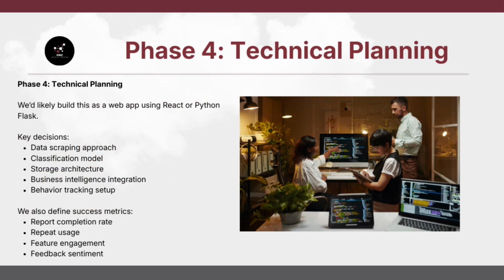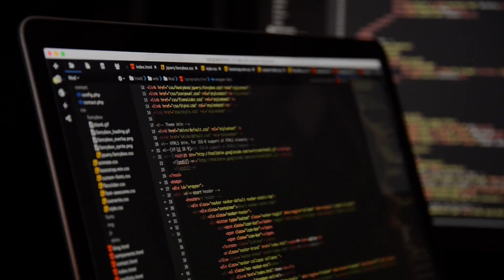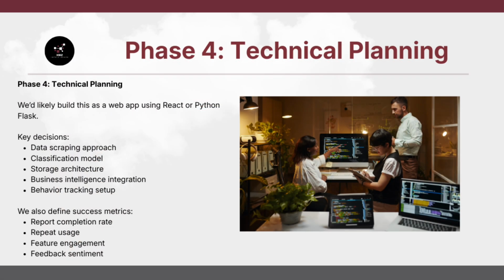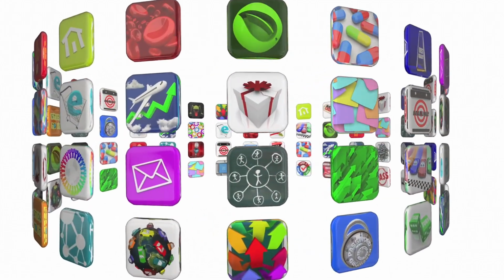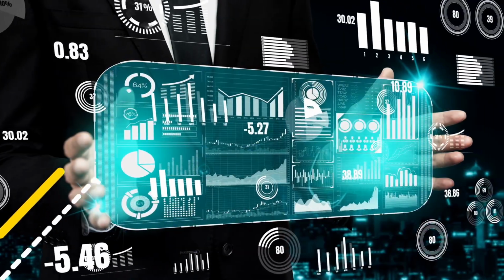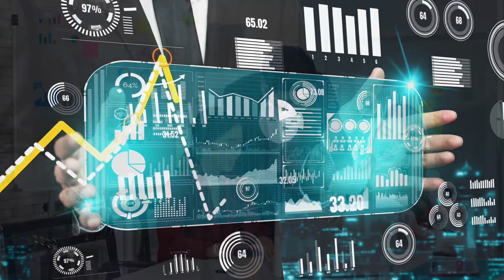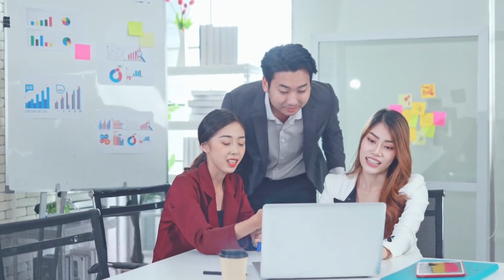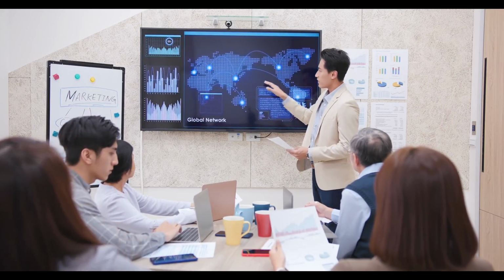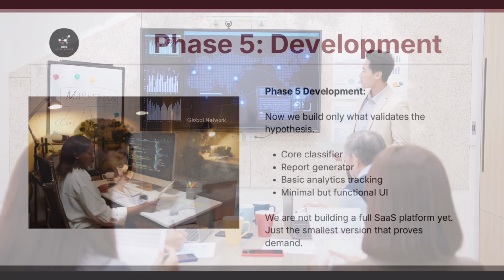Phase 4, technical planning. We'd likely build this as a web app using React or Python Flask. Key decisions: data scraping approach, classification model, storage architecture, business intelligence integration, behavior tracking setup. We also define success metrics: report completion rate, repeat usage, feature engagement, feedback sentiment.